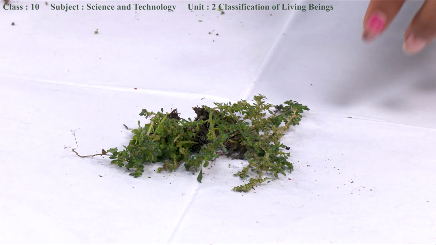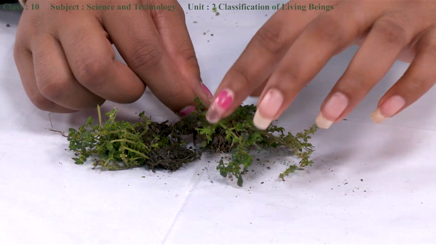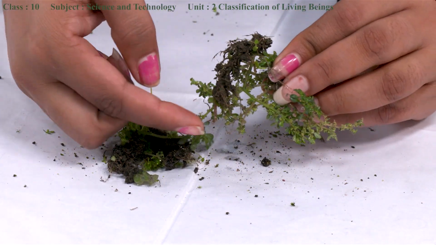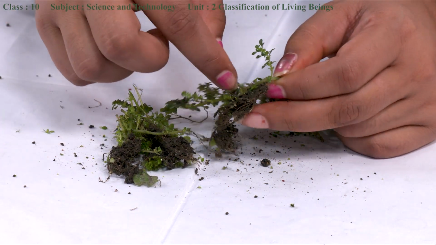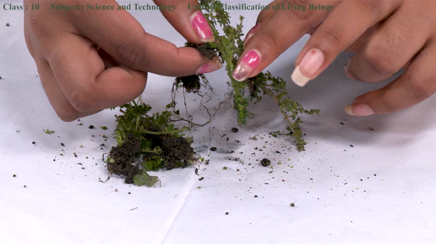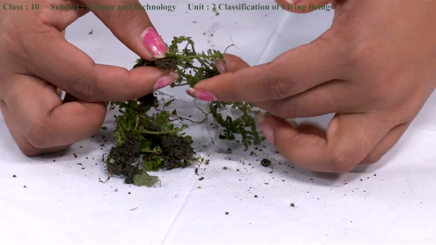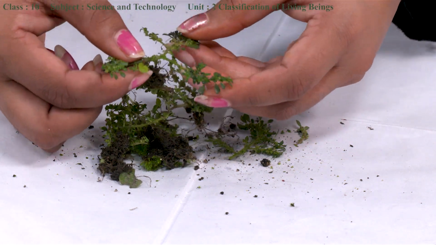Now you can see here I have this plant which is a bryophyte, and here you can see that inside this mud there is this root like structure which is called rhizoids, and here you can see there is a stem like structure which is also known as cauloids, and the leaf like structure is known as phylloids.